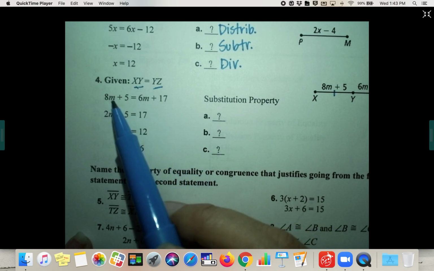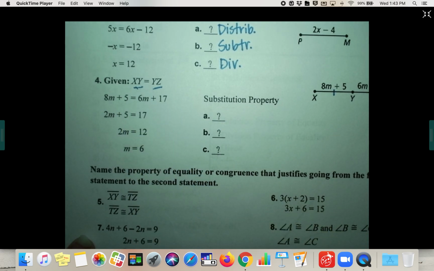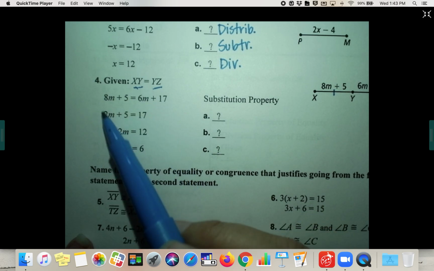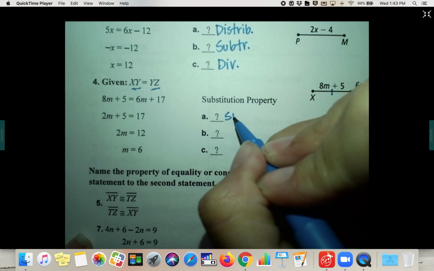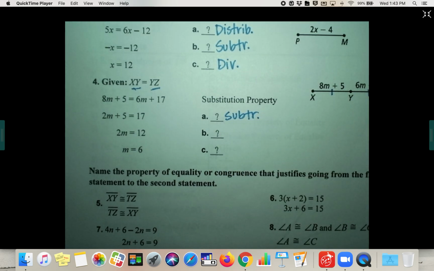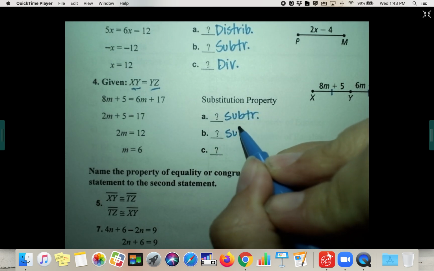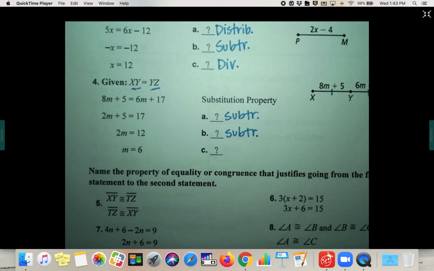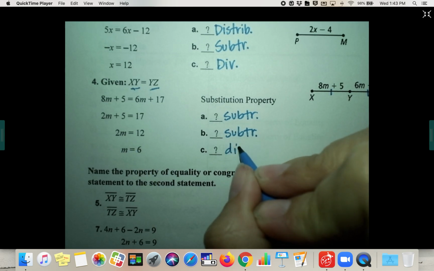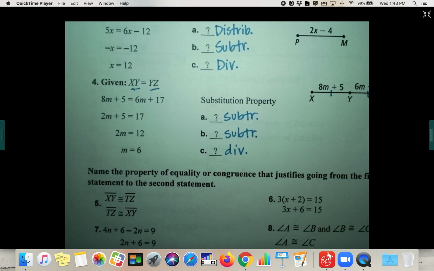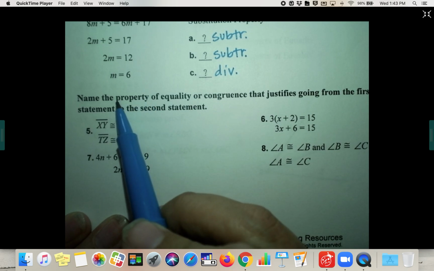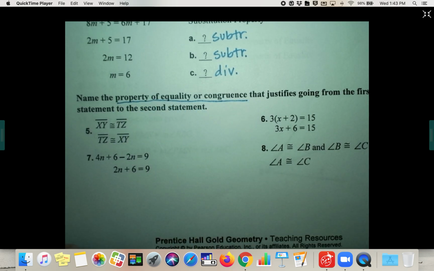Next, what did they do? It looks to me like they subtracted 6m on both sides, so subtraction. Then they subtracted again. And then last step, they divided. All right. This is just practice naming the property.